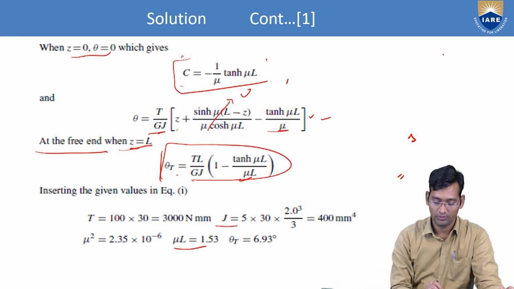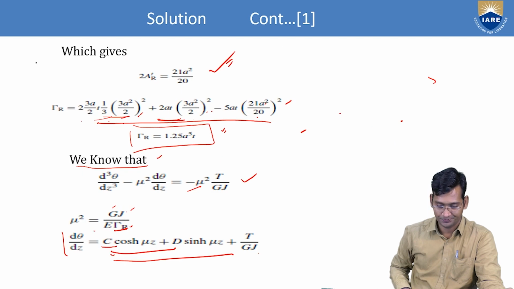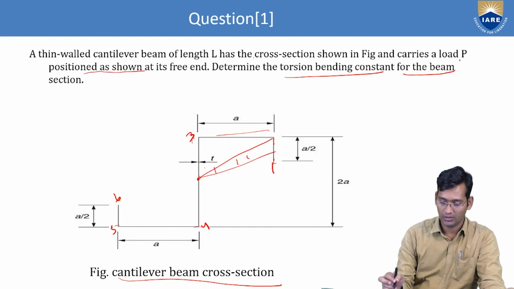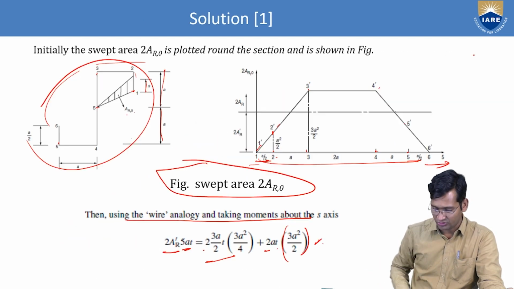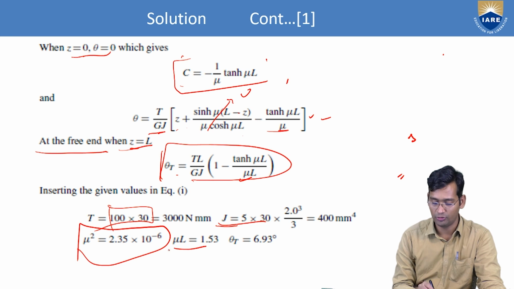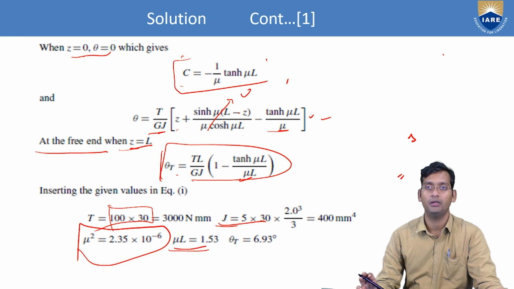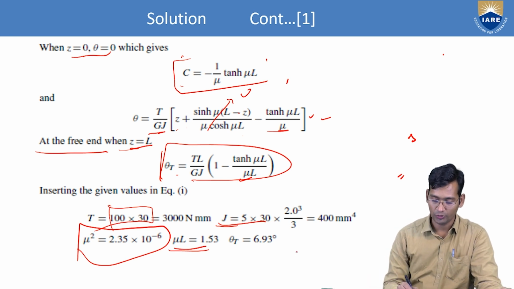Now t is what? Load is given. So just see the question here. Load P is given, so you can write P into that. J is this one. So mu square will be this one. After putting the values, mu L is 1.53 and theta tau equals 6.93 degrees. Okay, so here this ends.